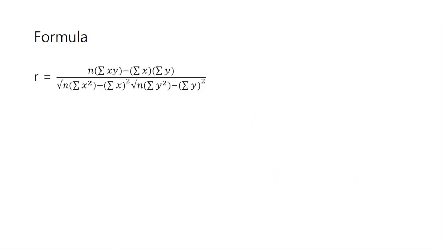The formula to calculate an R is this. R equals N times the sum of xy minus the sum of x times the sum of y, over the radical of N times the sum of x squared minus the sum of x altogether squared, multiplied with the radical of N times the sum of y squared minus the sum of y altogether squared.